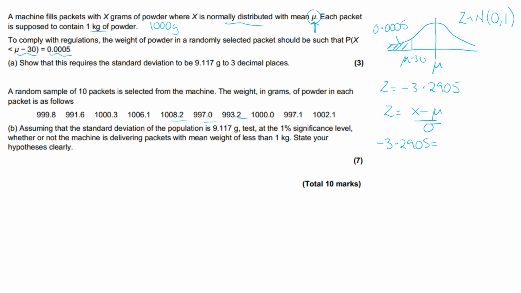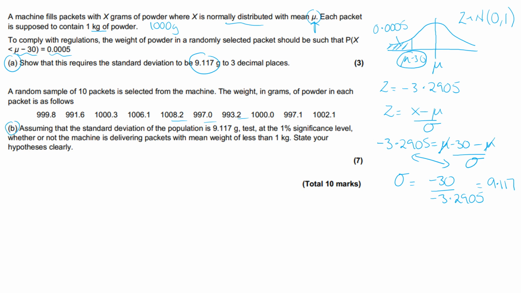Minus 3.2905 is equal to x, which is our value on the x-axis there, mu minus 30, minus the mu, all over the standard deviation. Now what's going to happen here is the mu's will cancel. We can cross multiply and get that our standard deviation is going to be minus 30 over minus 3.2905, which does equal the standard deviation of 9.117. So that's how we do part A using inverse normal.